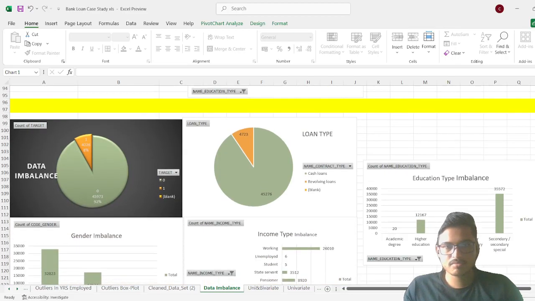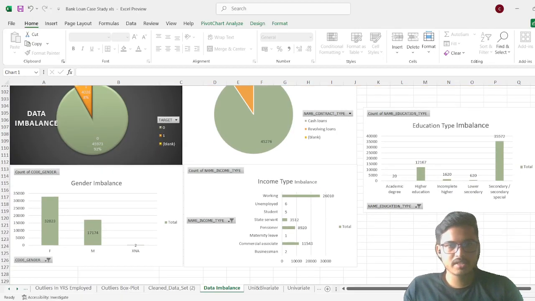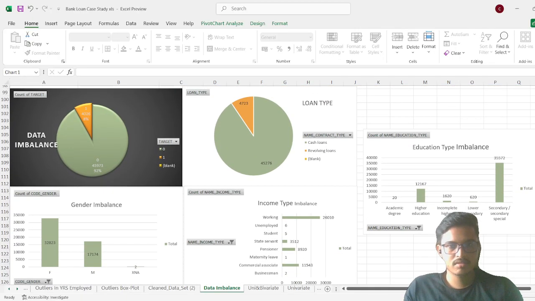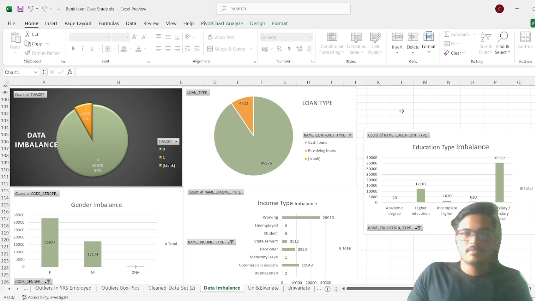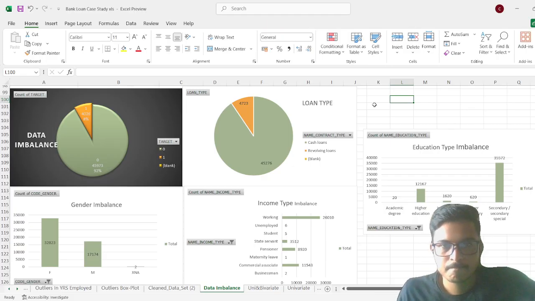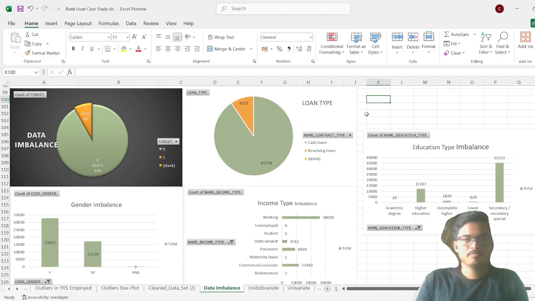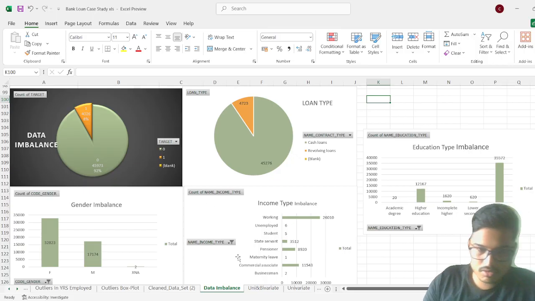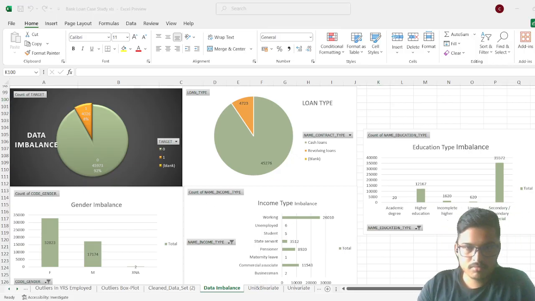These were the loan types. Again, this is the graphs showing all in one place, which we call a dashboard. Good. Come back to the presentation.